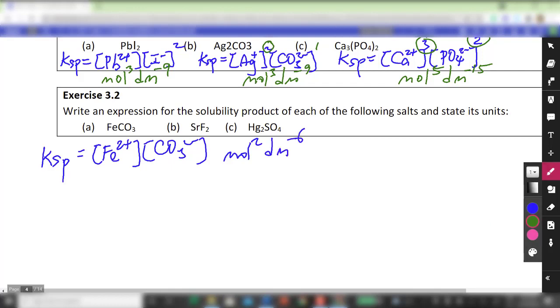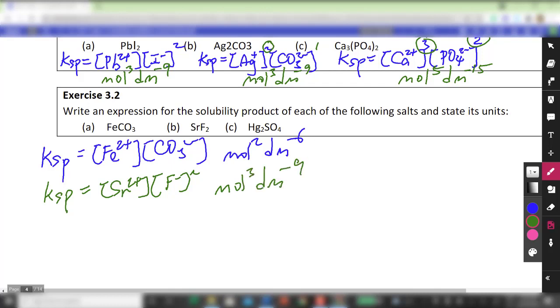Okay, and then for strontium fluoride, in this case the Ksp will be equal to [Sr2+] raised to the power 1, [F-] raised to the power of 2. Units will be moles per dm cube raised to the power of 3, so that will be mol^3 dm^-9.